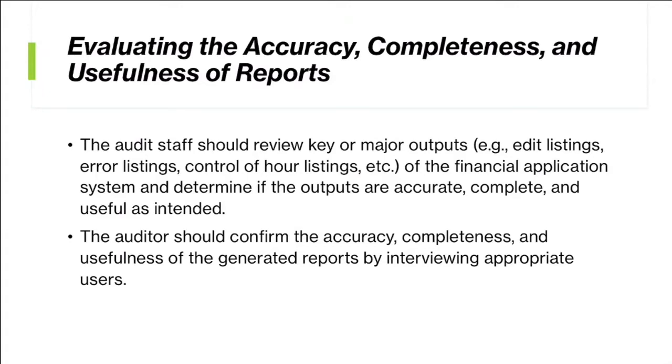We should also evaluate the accuracy, completeness, and usefulness of reports. The audit staff should review key or major outputs, for example, edit listings, error listings, control totals listings, etc., of the financial application system and determine if the outputs are accurate, complete, and useful as intended. The auditor should confirm the accuracy, completeness, and usefulness of the generated reports by interviewing appropriate users.